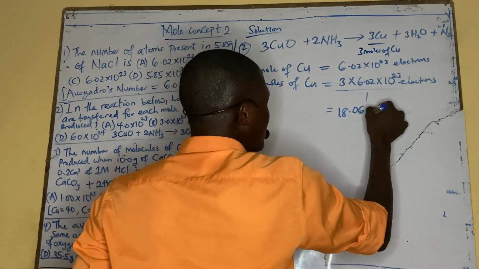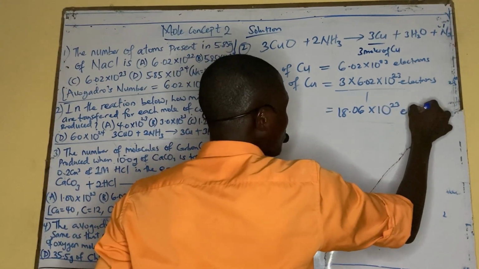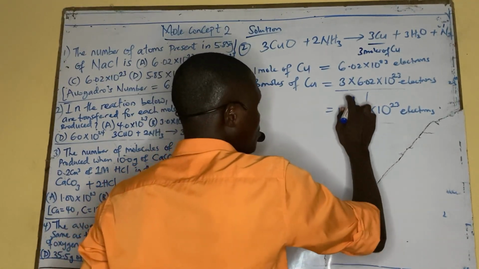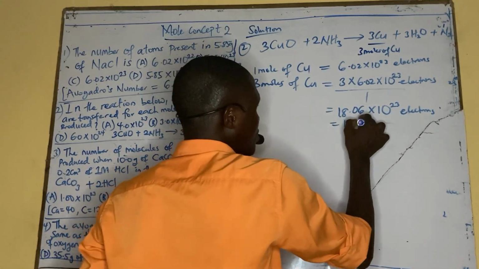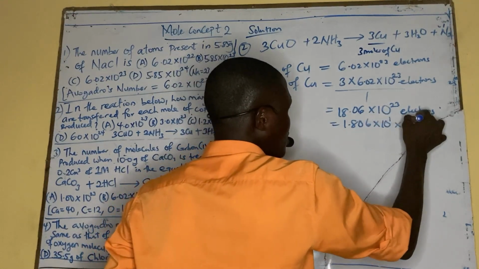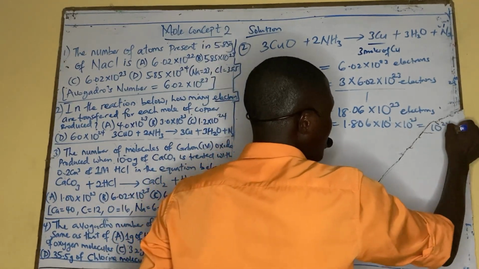60.18 times 10 raised to the power 23 electrons. If you want to convert it to standard form, if you move this one backward, it becomes positive: 1.806 times 10 raised to the power 1 times 10 raised to the power 23. So when I add them together, it will be 10 raised to the power 24 electrons.